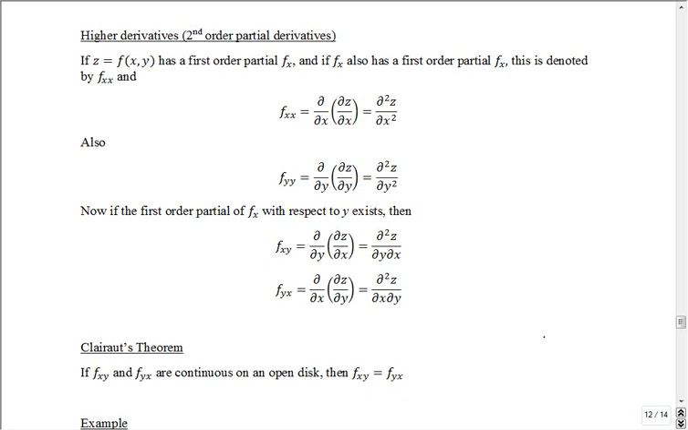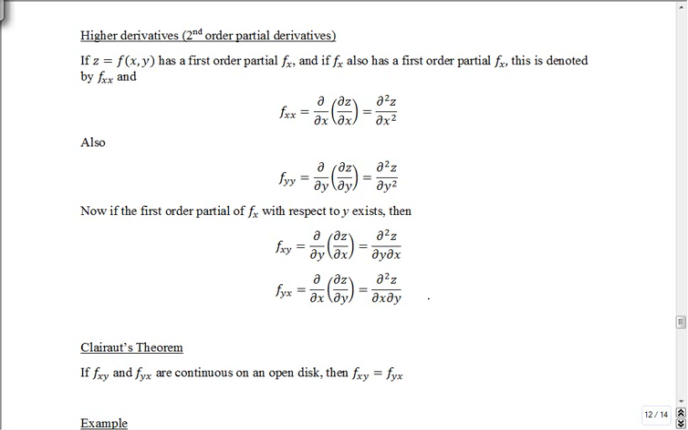So if z has a first order partial, fx, and if fx also has a first order partial with respect to x, this is denoted by fxx. Okay, so fxx means you are partially differentiating f with respect to x twice. And I've given you the notation. So another way of writing fxx is this notation here. But usually the fxx is used more often. Similarly, fyy means you partially differentiate with respect to y twice.